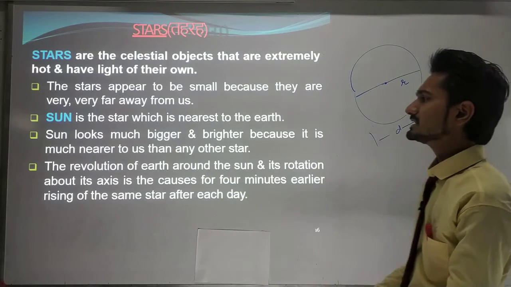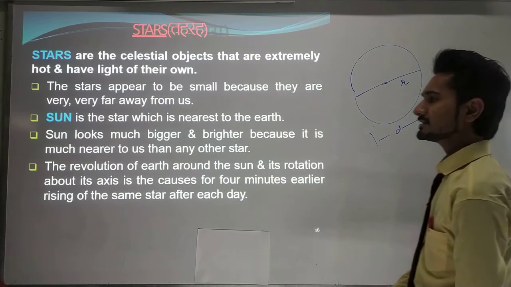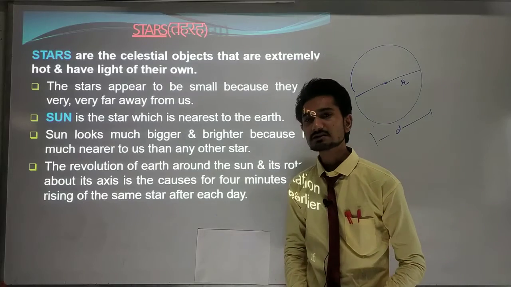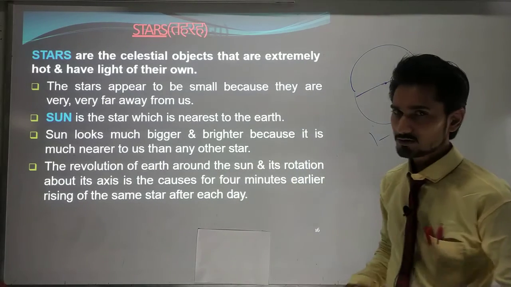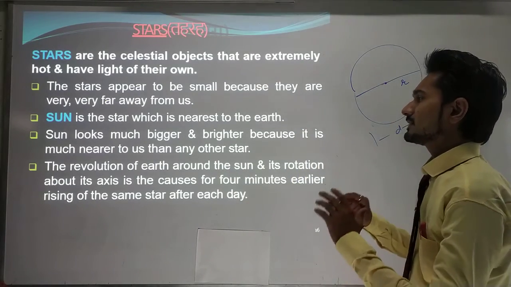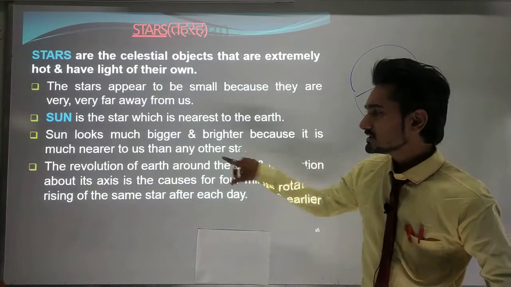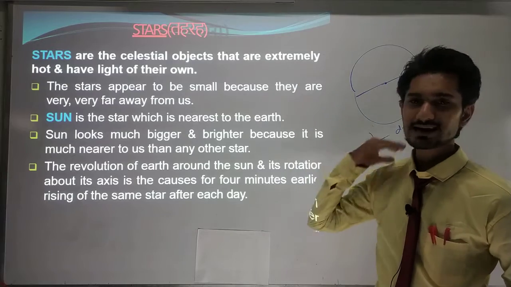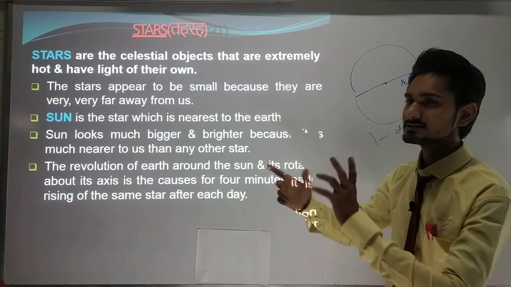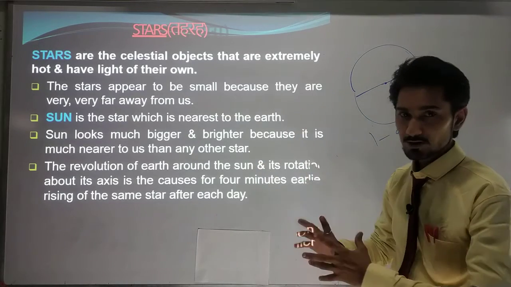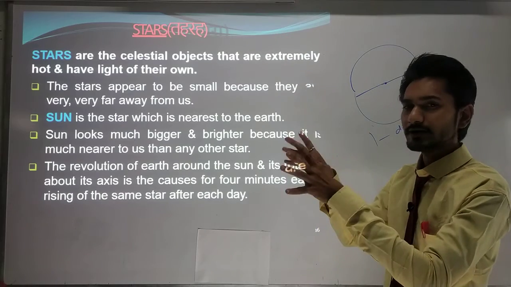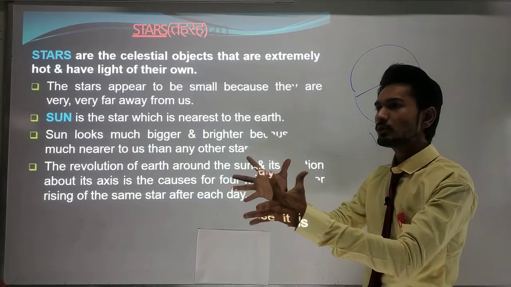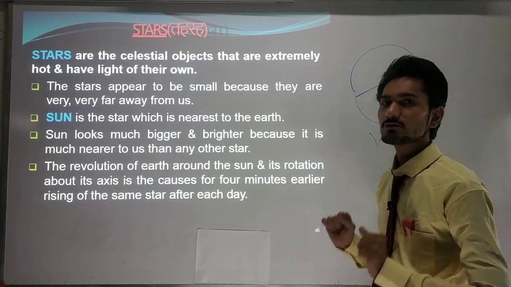The sun looks much bigger and brighter because it is much nearer to us than any other star. Otherwise we would still think of it as just a star and not understand why it is glowing. It is glowing, but we can see the glow because it is very near to our earth.